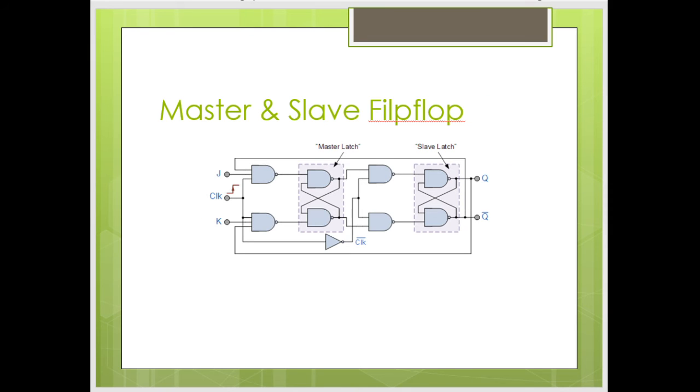Next, we have a master and slave flip-flop. Now, master and slave flip-flops are made up of JK flip-flops. In this flip-flop, the first JK flip-flop is known as the master latch, and the second JK flip-flop is known as the slave latch. Both the JK flip-flops are combined with each other with the help of a clock, because the clock at the master appears on the rising edge, whereas the clock is inverted and given to the slave latch, which appears at the falling edge.